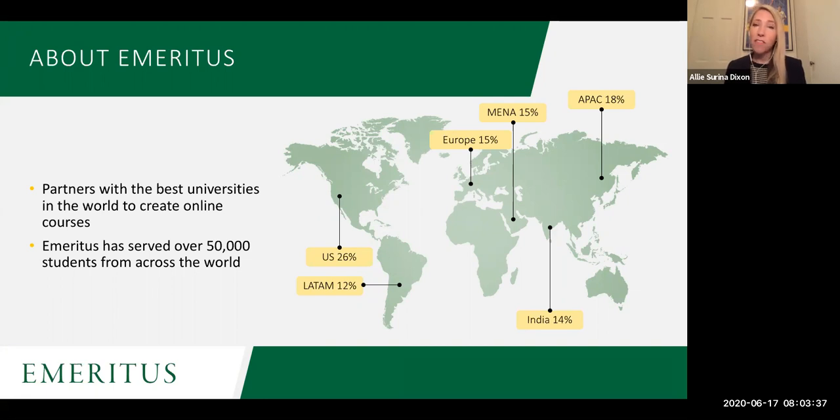Emeritus has served over 50,000 students from across the world. And here on the map is a representation of where students are coming from. In the US, we have probably the most of Emeritus students. 26% of students are coming from the US. LATAM is 12%, Europe 15%, MENA 15%, APAC 18%, and India 14%.